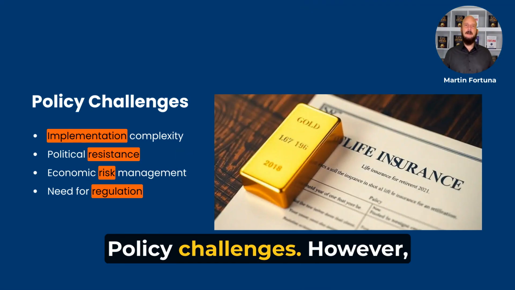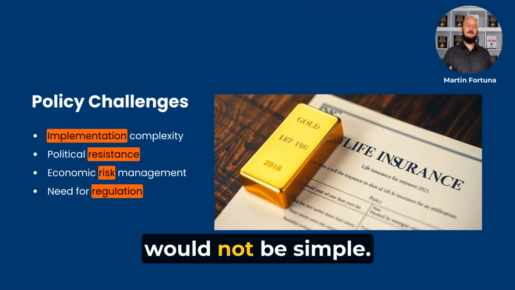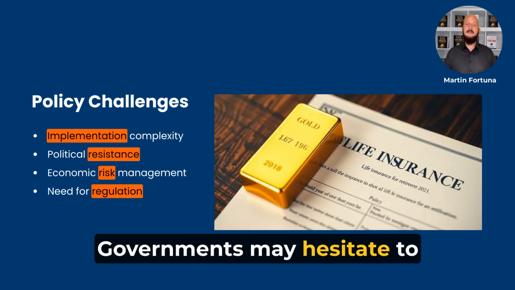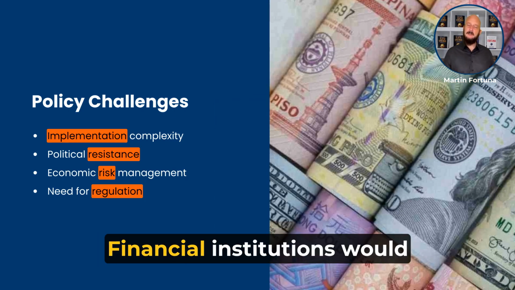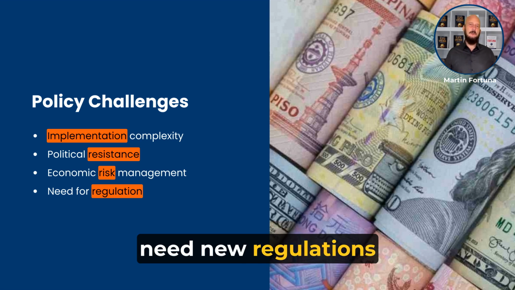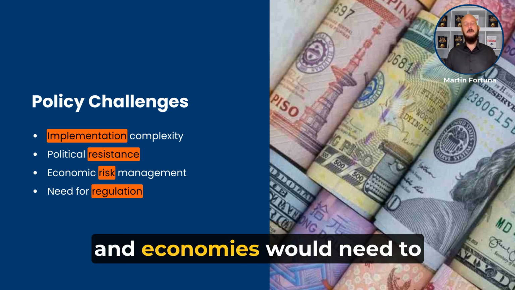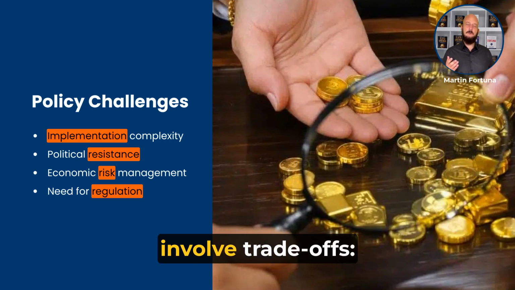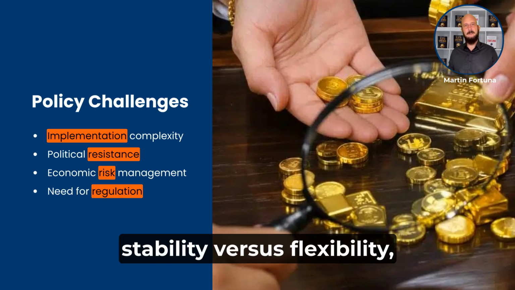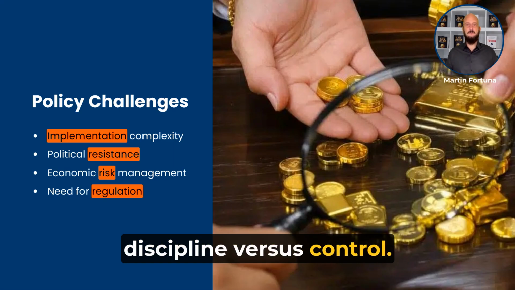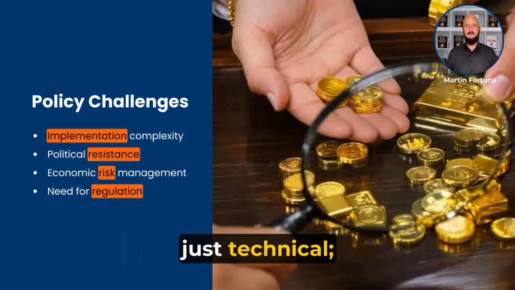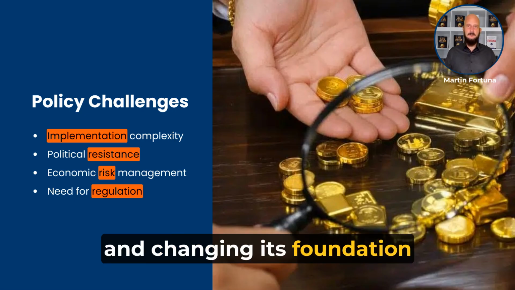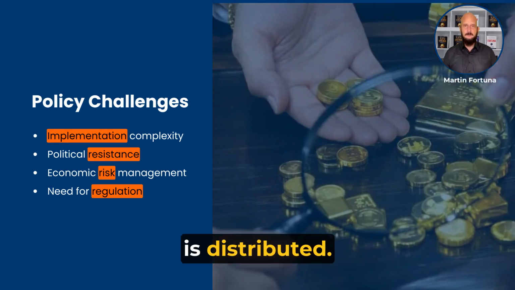Policy challenges. However, implementing such systems would not be simple. Political resistance would be significant. Governments may hesitate to limit monetary flexibility. Financial institutions would need new regulations and infrastructure, and economies would need to adapt to new risk structures. Any move toward gold would involve trade-offs: stability versus flexibility, discipline versus control. The discussion is not just technical, it is deeply political. Money is power, and changing its foundation changes how that power is distributed.